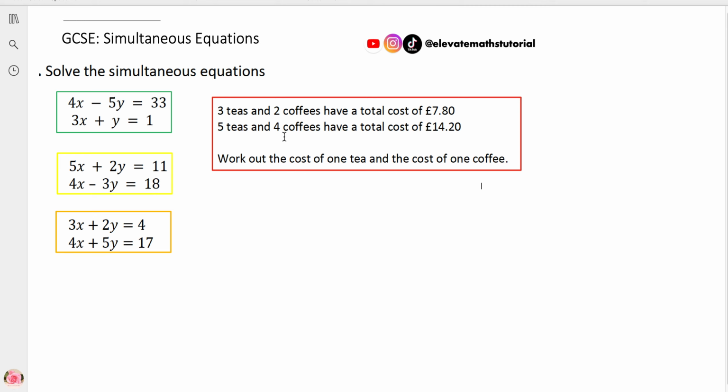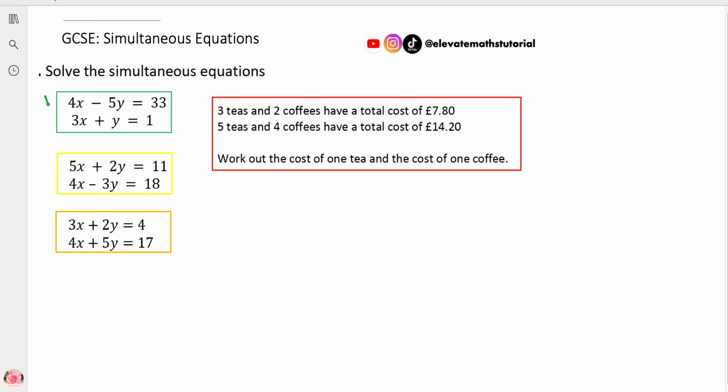So what I've done here is I've picked out three sets of questions where the standard practice for simultaneous equations, there are three different methods that we apply here. And then a word problem where you need to be able to spot that it is a simultaneous equation question, and then how would you solve it. Okay, so let's get started with the first one.